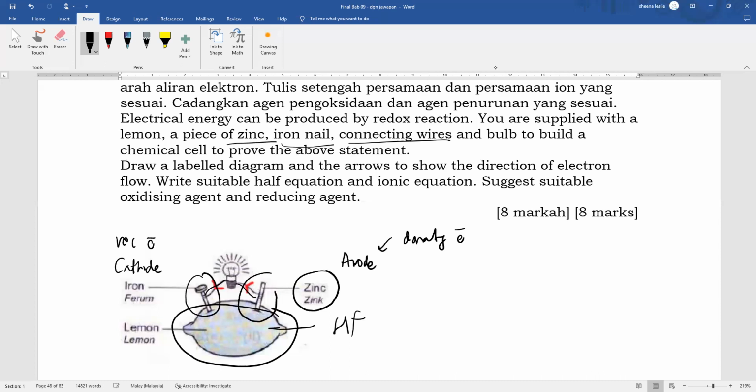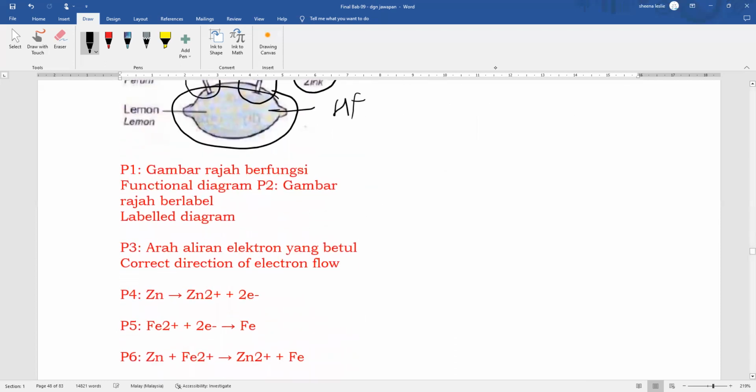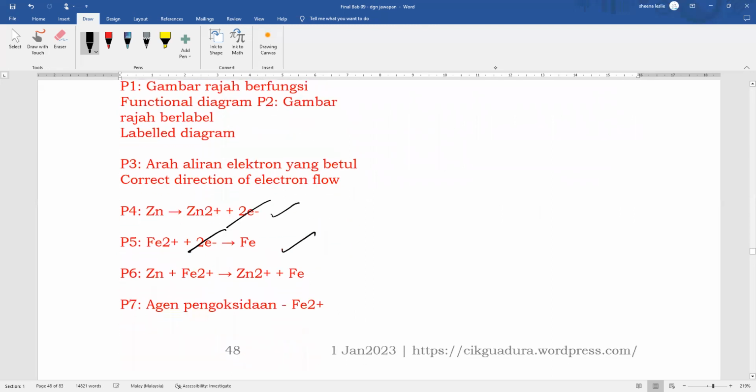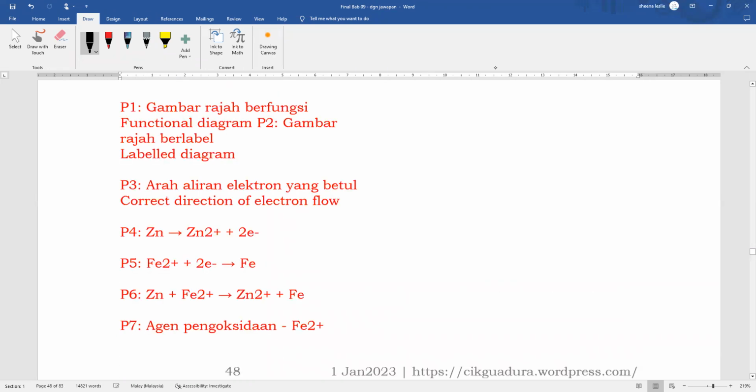Write a half equation and an ionic equation. This will be my half equation for zinc, my half equation for iron, and then the ionic equation. I told you just now, we cancel off the electrons and you get your ionic equation. I don't think this is difficult for y'all, quite simple.